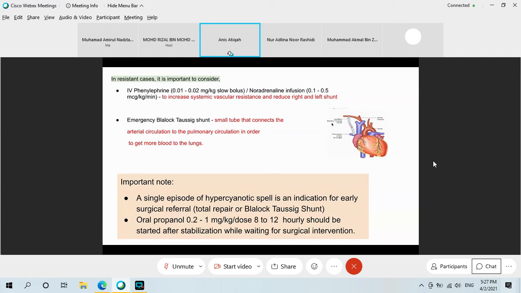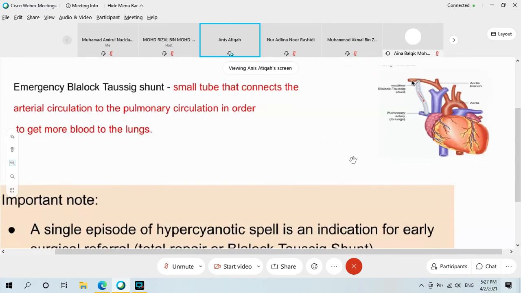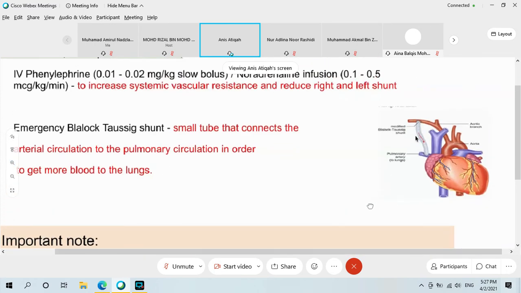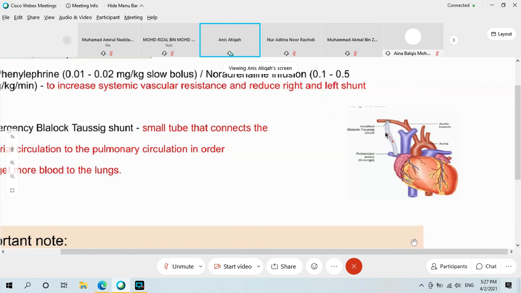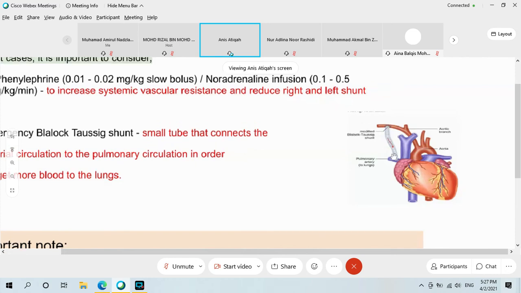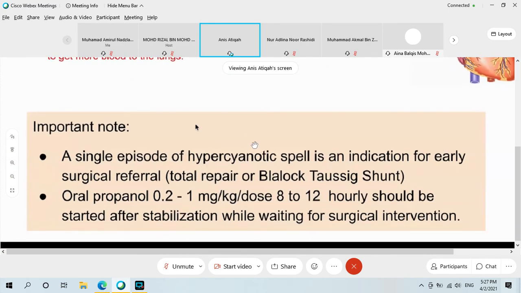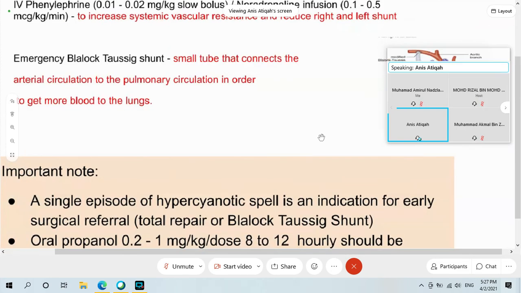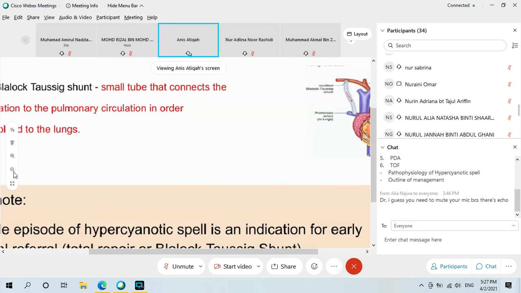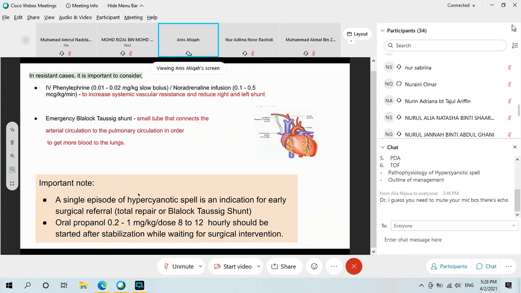As you can see in the picture, this one is a modified Blalock-Taussig shunt. It is just a small tube that connects the arterial circulation to the pulmonary circulation in order to get more blood to the lungs to ensure that the baby gets oxygen well. So it is important in a single episode of hypercyanotic spell. That's why we need to recognize early when the patient has a hypercyanotic spell, because it can lead to various complications.